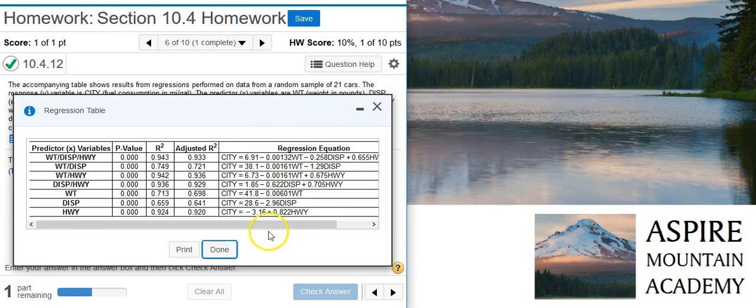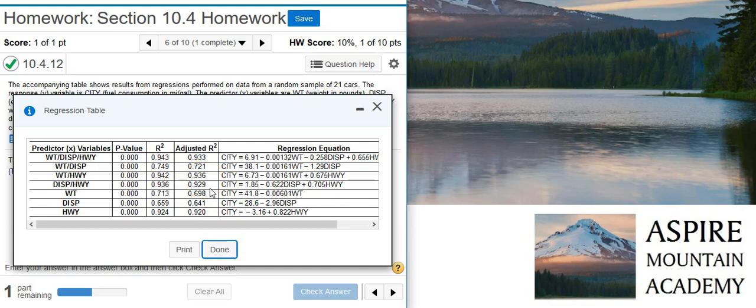Now, the best equation that was selected is this last one here. It has only one variable. It's got the best p-value. Well, actually, all these equations here have the best p-value, so we're not really using p-value in our assessment. But then look at the adjusted r-squared value. Notice it's not the highest. The highest is listed here as 0.936.